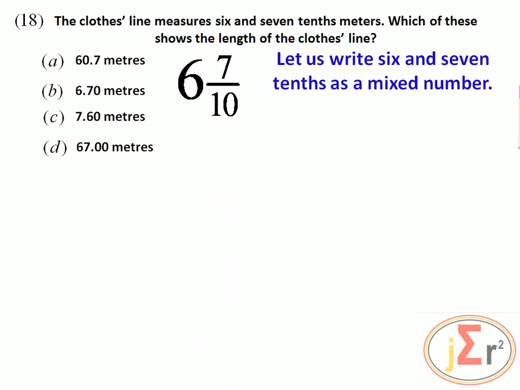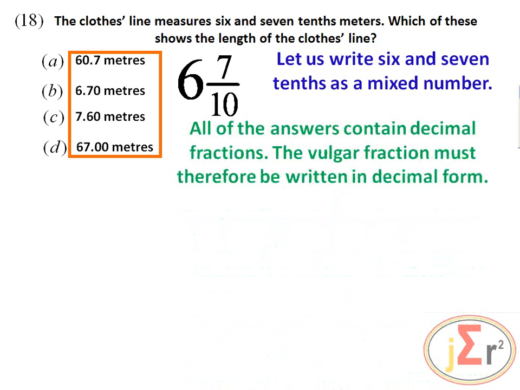6 and 7/10, or 6 and 7 over 10. Why are we highlighting the answers that we have in the options? Because all of those answers contain decimal fractions. The vulgar fraction must therefore be written in decimal form. Right? So our fraction that we have there must be written in decimal form. So how do we do that?